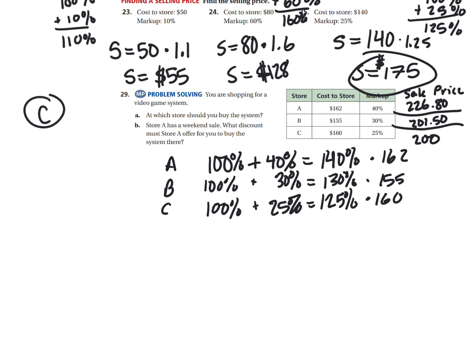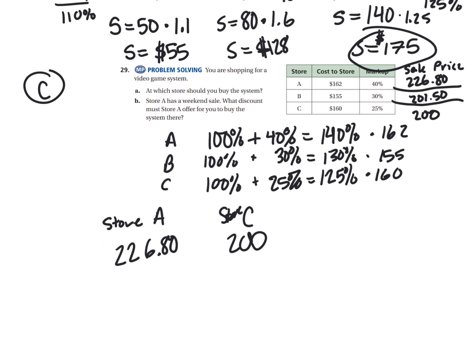So the cost at store A is $226.80. The cost at store C is $200. When we're doing this, right, we're thinking about my percent off and what does that need to be. We're going to treat this as the original price. I like writing W, or the original. And then this is like our sale price. This is where we're trying to get to.